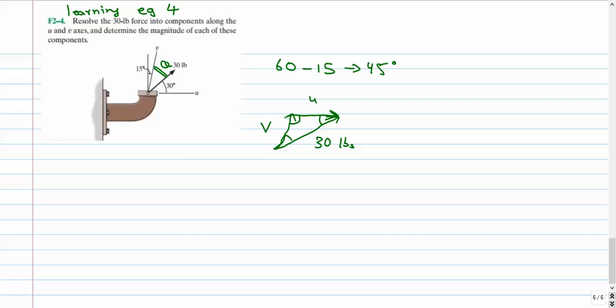We are given this angle from the question, which is 30 degrees, and we are also given this angle which is 15 degrees. So if we subtract 45, which is 15 plus 30, from 90 degrees, we will get this angle, and what that gives us is 45 degrees.